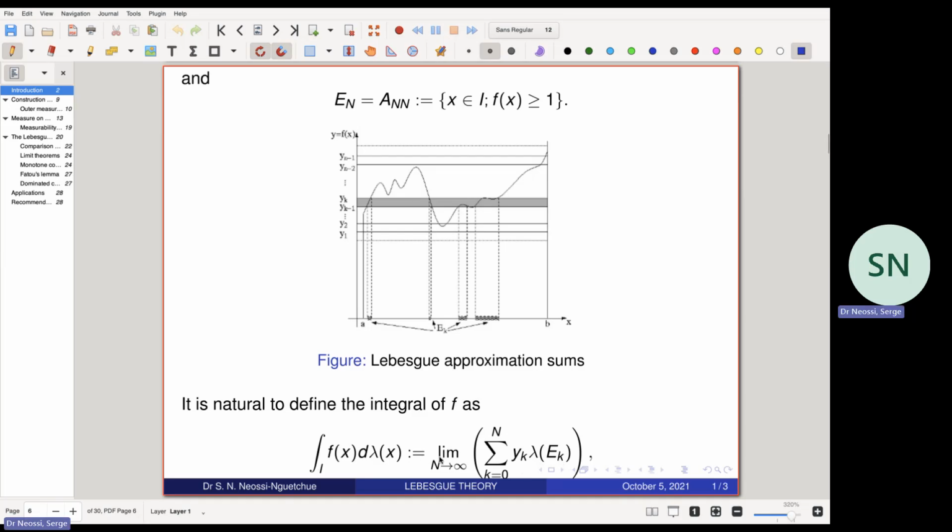And this definition is different from the definition of the Riemann integral, because here we first partition the destination set, or the range of f. And by the pre-image, we will be able to define the E_k's. And this will allow us to take the limit and define what the integral of the function is.